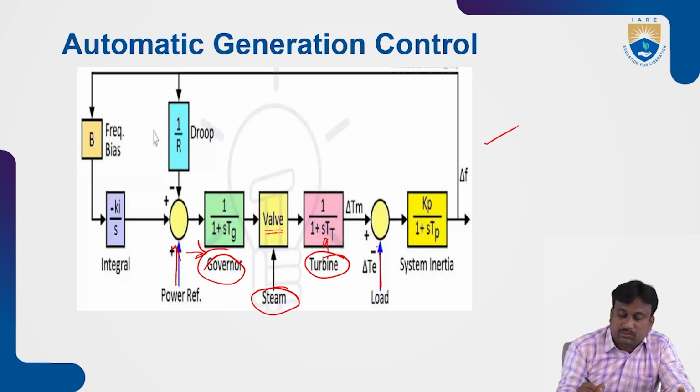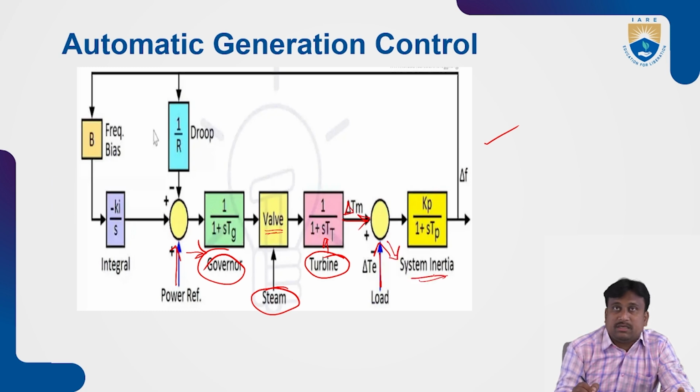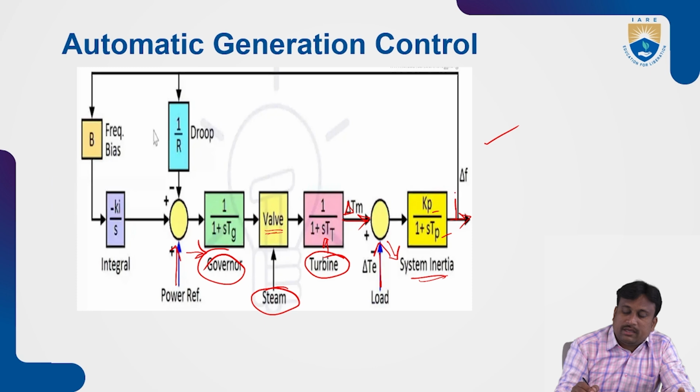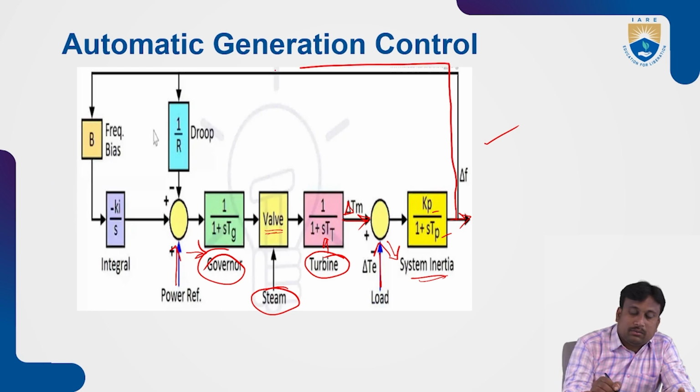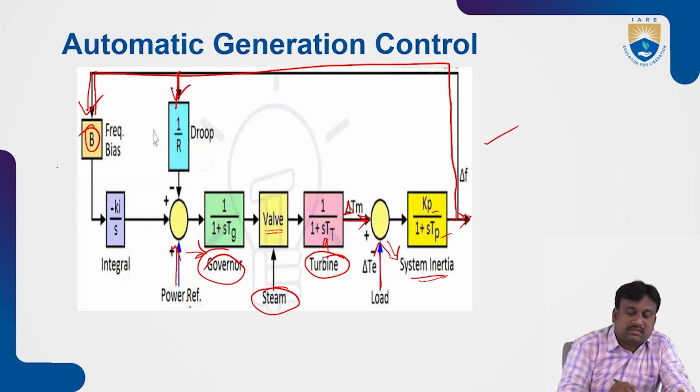This block is connected to the load, that is delta PL, and this part is followed by the system inertia constant as Kp by 1 plus STp. Here this path is connected as one of the feedback paths to the B section. In between, the droop is considered. That droop is again compensated with the reference power, and the frequency bias is taken with B with 1 over the control integral action, that means minus Ki by s.